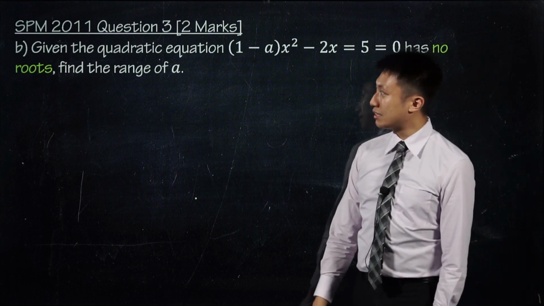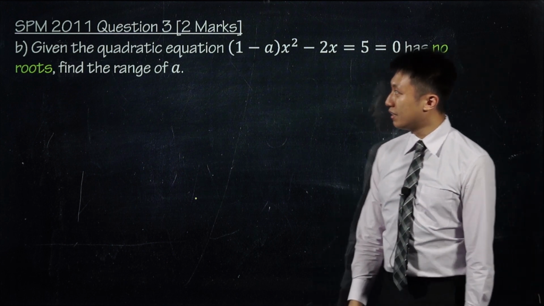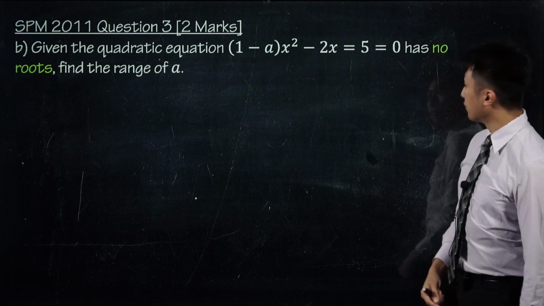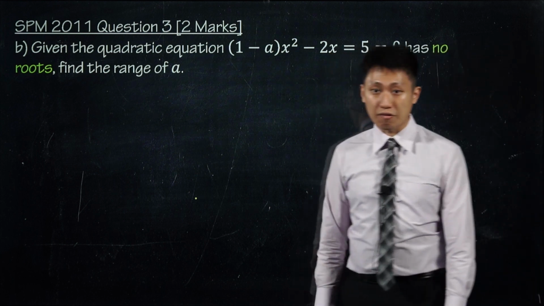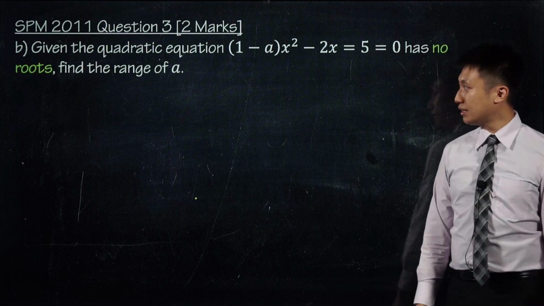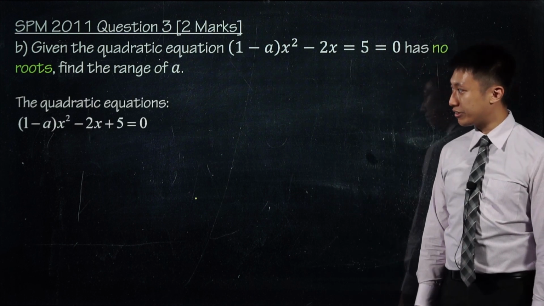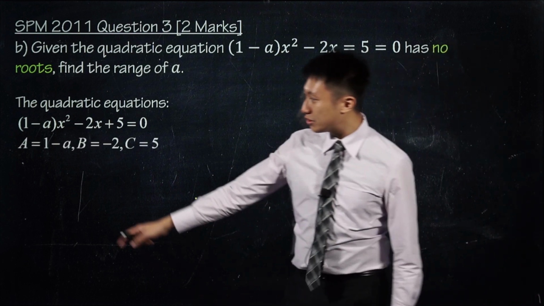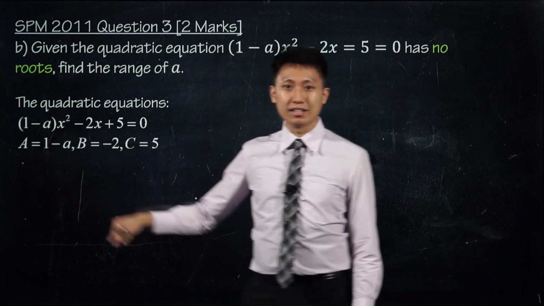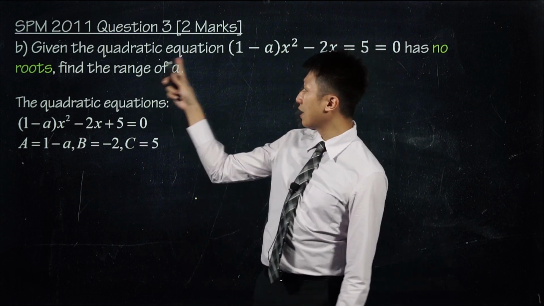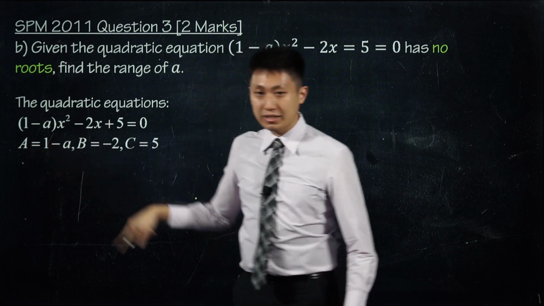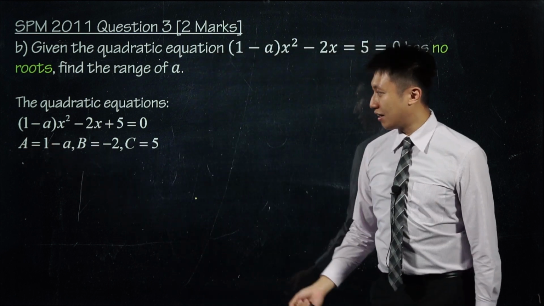Okay, so 2011, question 3, part B. Quadratic equation, this one has no roots. Find the range of a. So, no roots means the quadratic equation, this one, okay. Then what we do, I can't use the same a anymore, right? The lowercase a, because I have something like a here, in here. If I write a is equal to 1 minus a, then it will be conflicting, right?